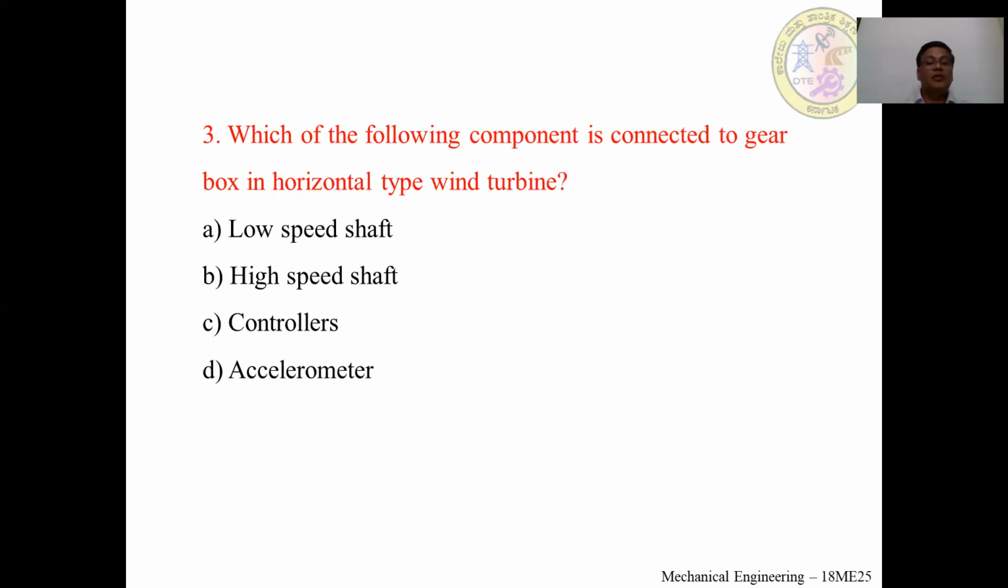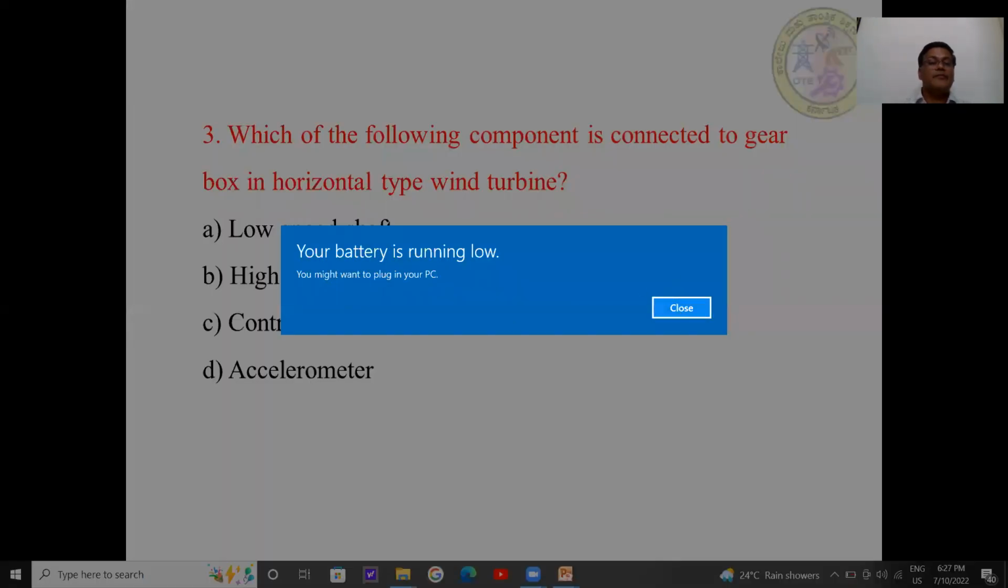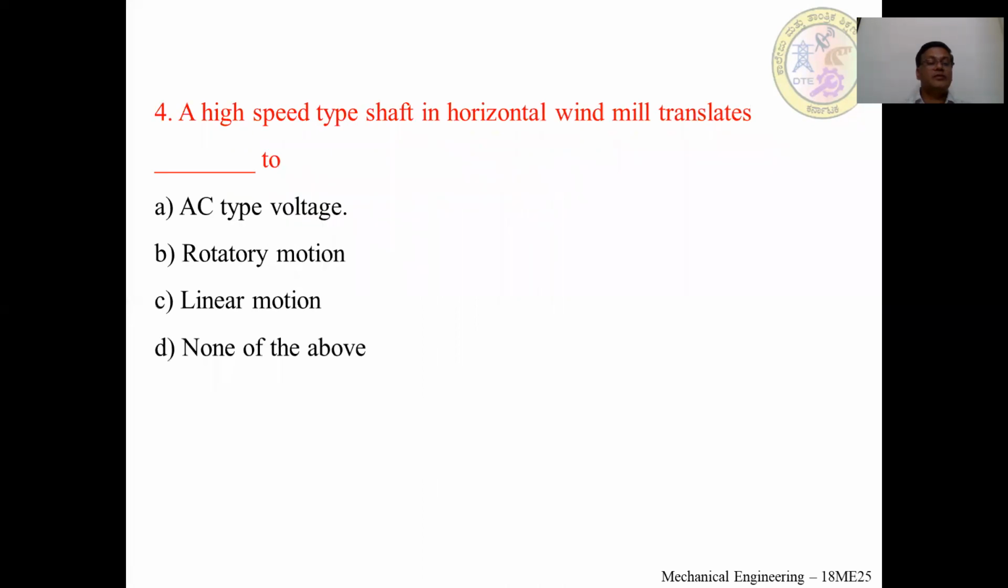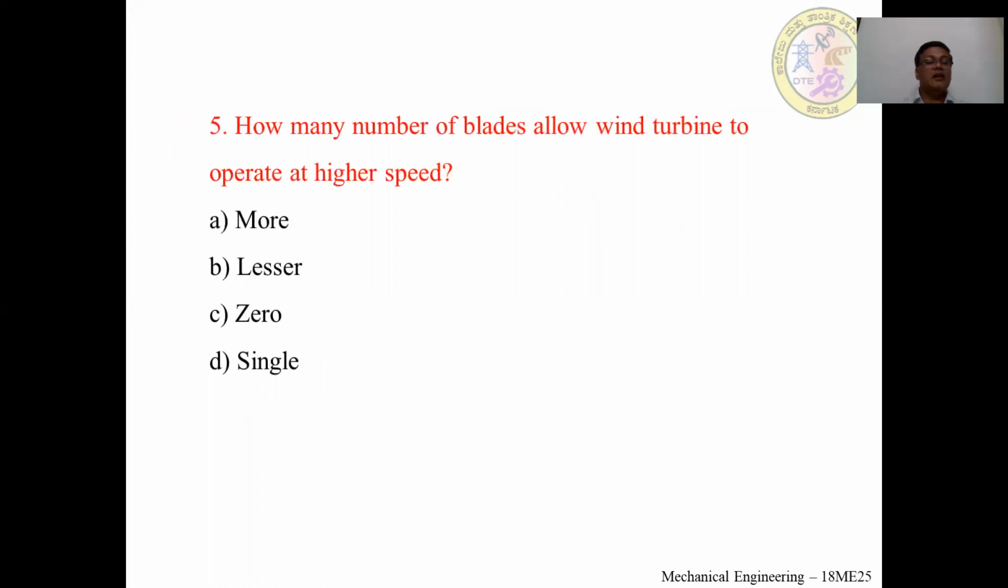And question number 3, which of the following components is connected to the gearbox in horizontal type? Low speed shaft, high speed shaft, controller, and accelerometer. And the right option is A. Similarly, question number 4, a high speed shaft in horizontal type will translate to what? Options are AC voltage, rotary motion, linear motion, and none of the above. The right answer is D. Last question, how many blades allow a wind turbine to operate at higher speed? More, lesser, zero, single. Lesser blades will be suitable for higher speed.